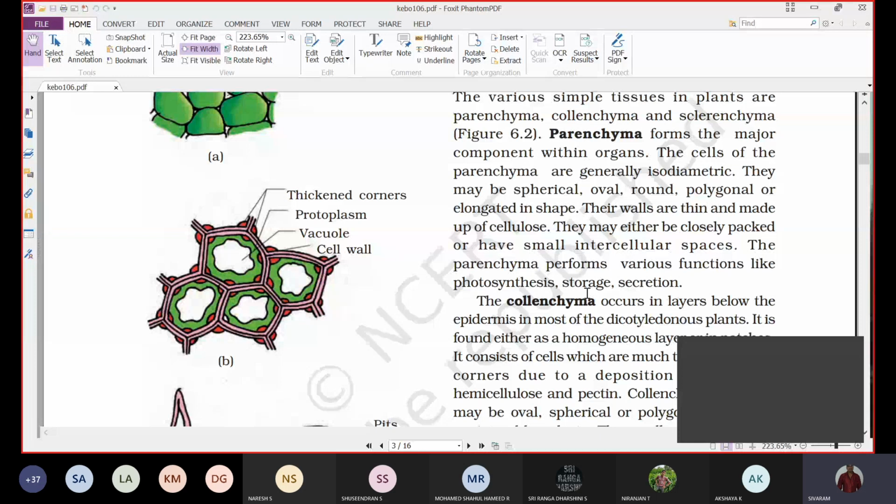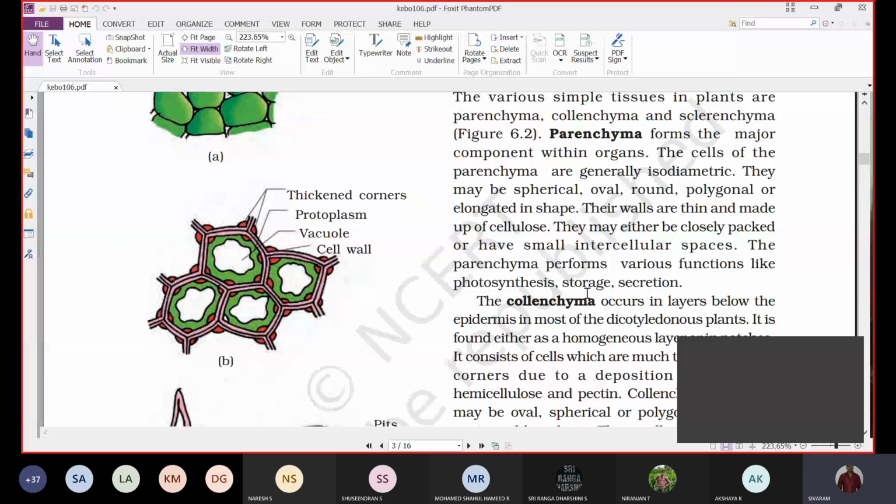And next, they may either be closely packed or have small intercellular spaces. When you observe the parenchymal cells, the cells present in the parenchyma, they are either very closely placed without any intercellular space, or in some cases they have large intercellular spaces also.